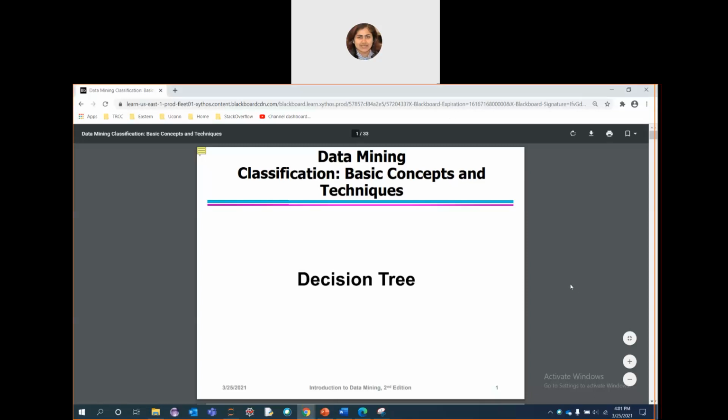So today we are going to learn about another classification technique. Previously we have reviewed the classification technique, that is support vector machine, and the classification basics. So today we are going to see another concept related to classification, that is decision tree.